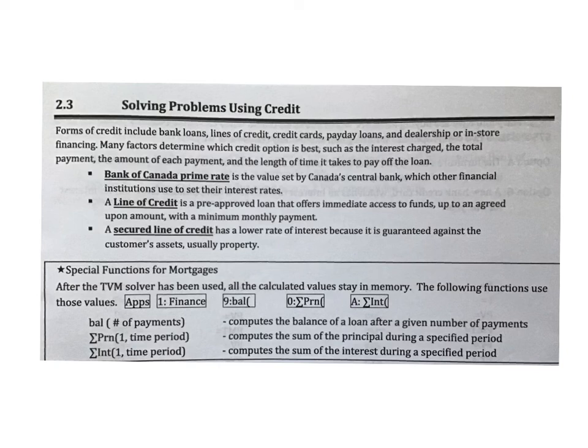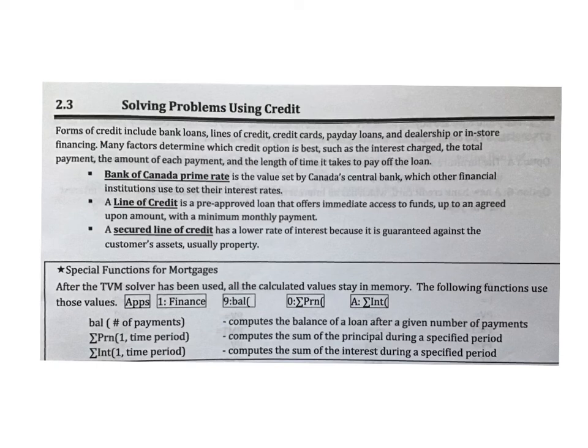It's a pre-approved loan that offers immediate access to funds up to an agreed upon amount, and it has a minimum monthly payment. How a line of credit basically works is, if you have a checking or a savings account, it's an extra account that has money in it that you've borrowed from the bank, but you don't get charged any interest unless you take money out of it. So it can sit there and not be charging you interest. And as soon as you transfer and take money out of it, it starts to charge you interest.